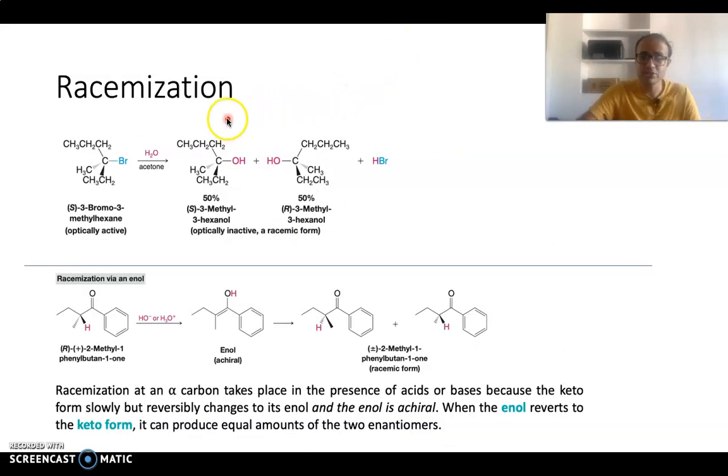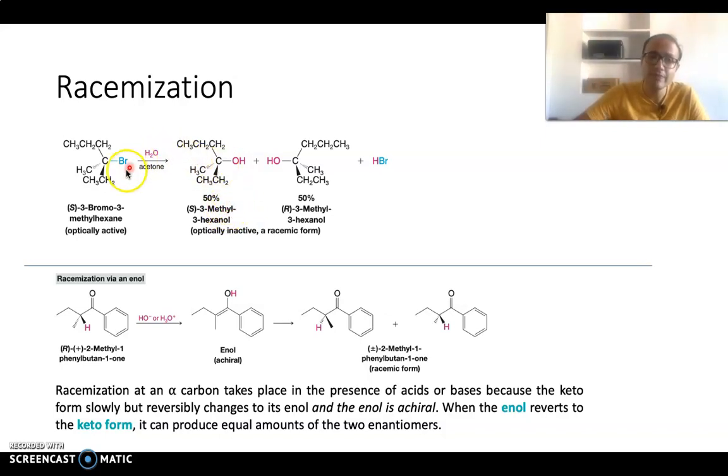Now, racemization. I told you, basically it means that when you start with an optically active compound, certain reactions often lead to the formation of a racemic product. So here, if you look at this particular reaction, it's a nucleophilic substitution reaction. Since water is a weak nucleophile and Br is a good leaving group, this reaction pathway would most probably be SN1, nucleophilic substitution unimolecular.